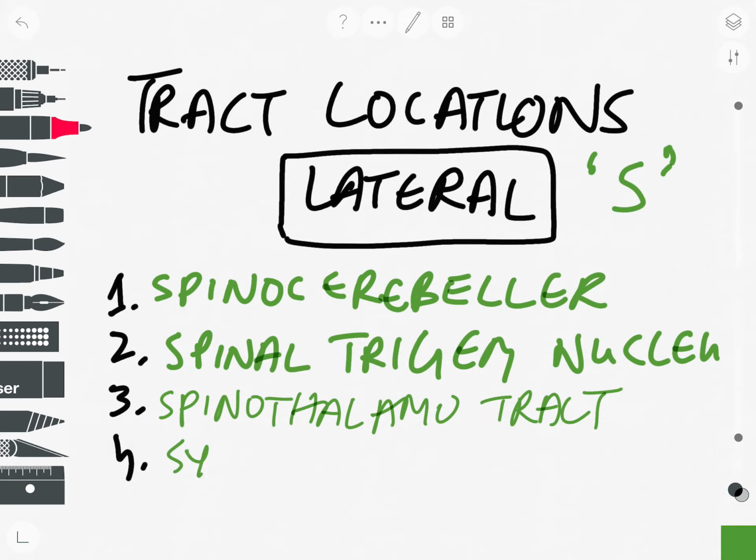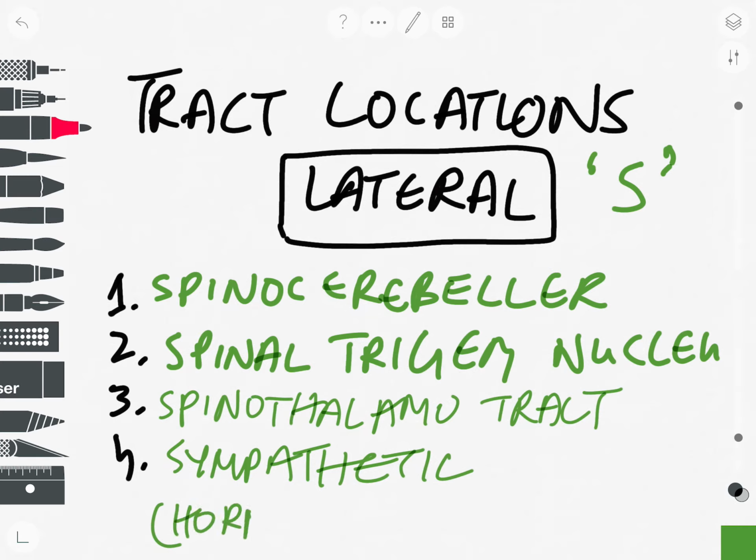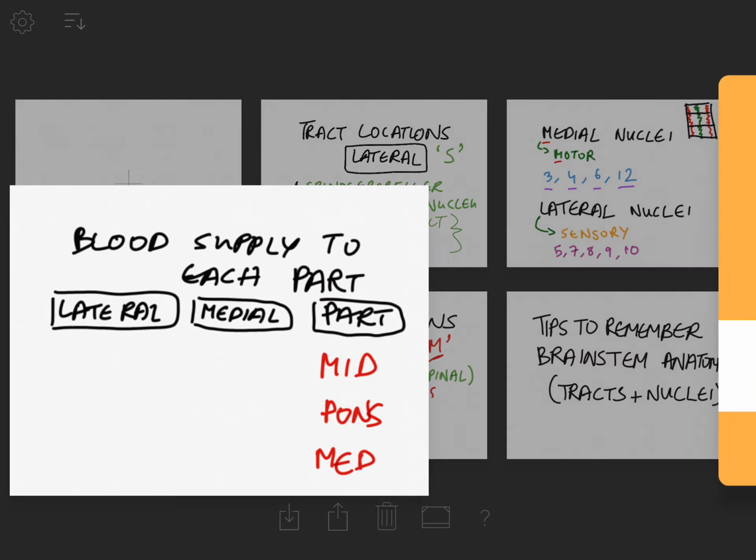And last but not the least, you have the sympathetic pathway, which is basically what's involved in the pathogenesis of Horner syndrome. And a good thing to remember is that the two of these run next to each other. So any lesion might affect both of them. So yeah, that's the lateral ones dealt with.